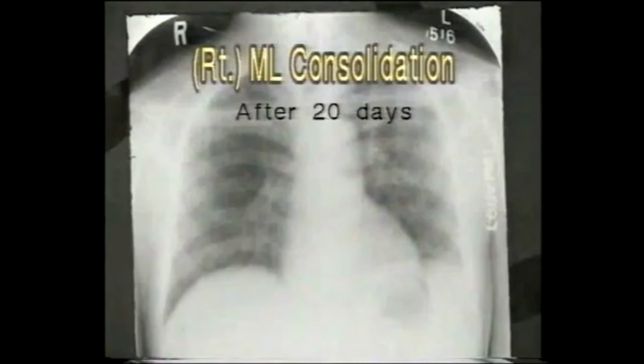In bacterial pneumonias, as the patient improves with treatment, the consolidation becomes progressively less opaque and resolves over 3 to 6 weeks. This X-ray shows a consolidation of right lower lobe, and the next X-ray repeated after 20 days shows a complete resolution. It is very important to repeat the X-ray every 1 or 2 weeks till complete resolution occurs.